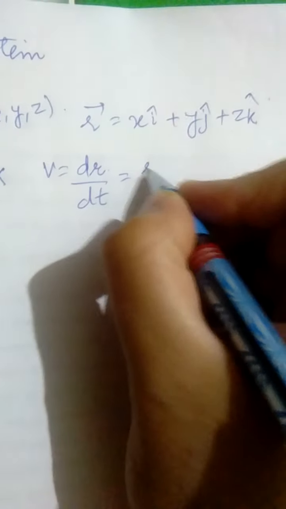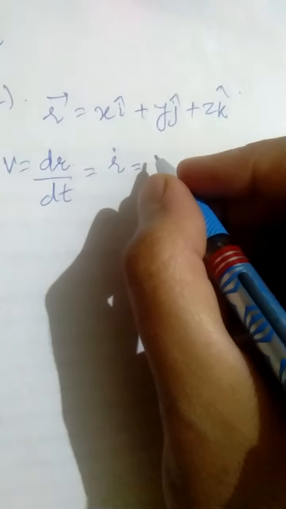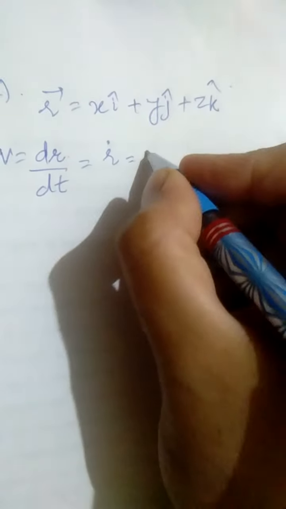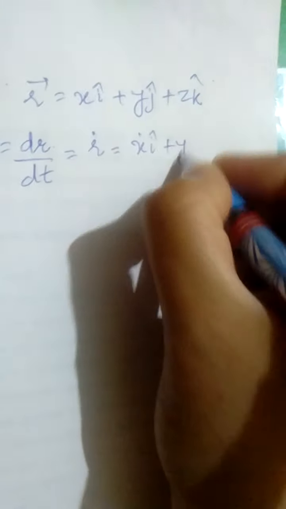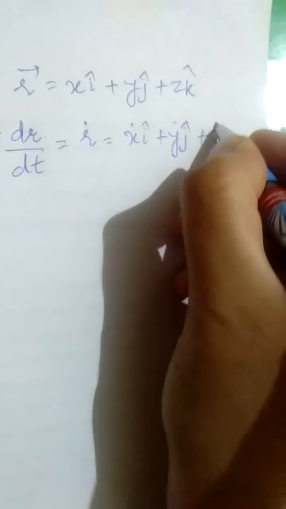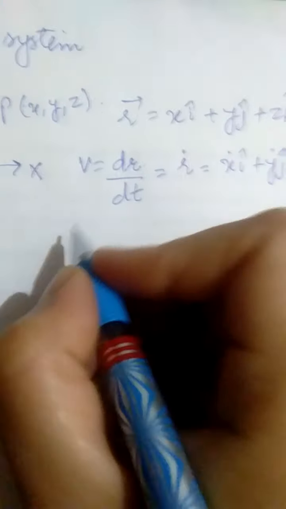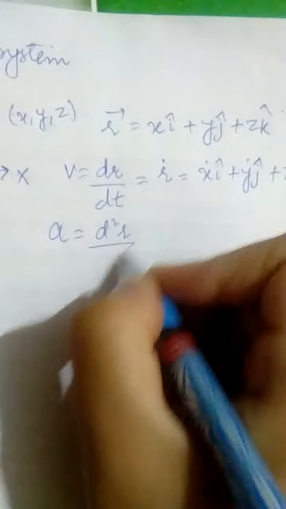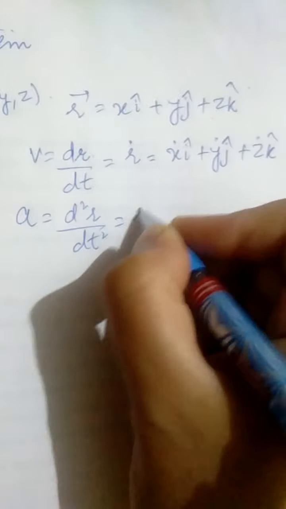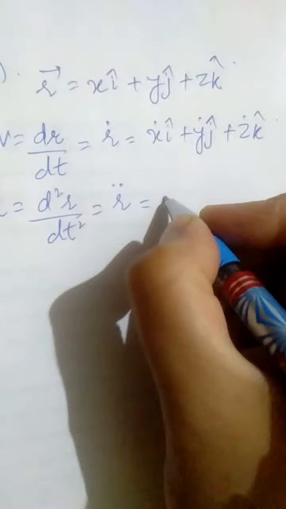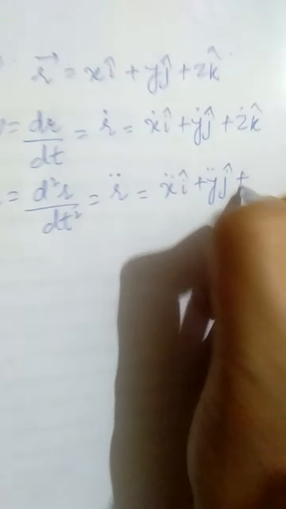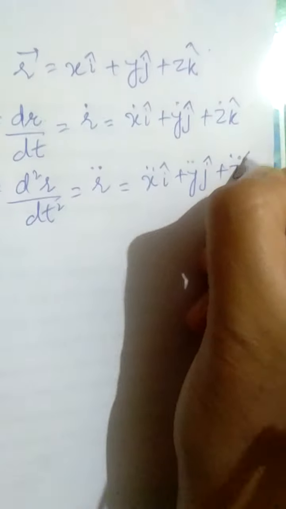So it is r dot. All of you know these notations on the basis of your previous knowledge of class 11th and 12th. It's quite simple. So it is x dot i plus y dot j plus z dot k. Similarly, if you want to find the acceleration of the particle, that will be the double derivative of r, that is d square r by dt square, that is r double dot, that will be x double dot i plus y double dot j plus z double dot k.